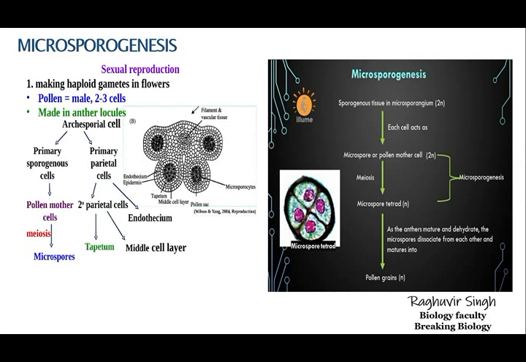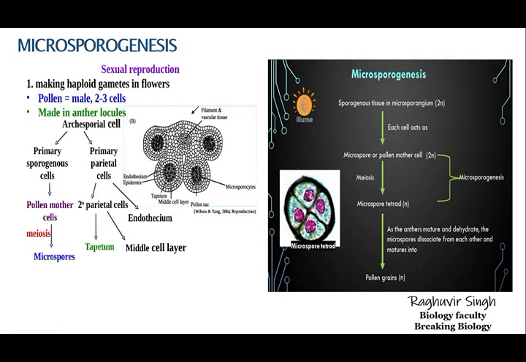Now the archisporial cells divide to form the upper primary parietal cell and the inner primary sporogenous cells. Now the primary parietal cell undergoes further division to form a series of 3 to 5 cell layers making the wall of the anther, that is the endothecium, middle layer and the tapetum. So these layers are formed from the division of the primary parietal cells.